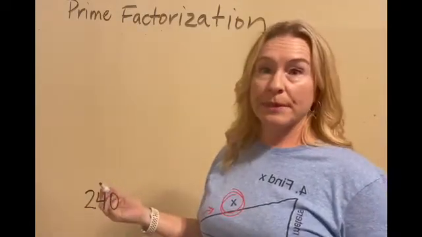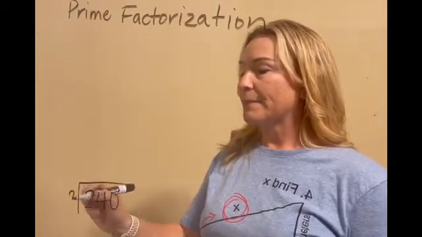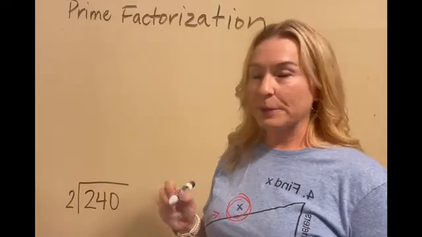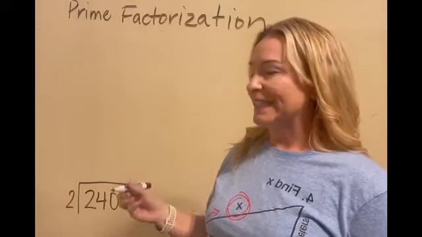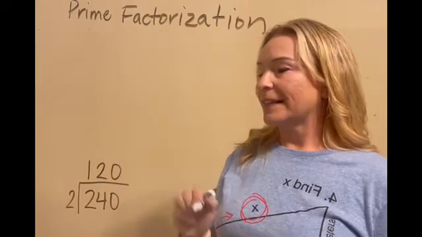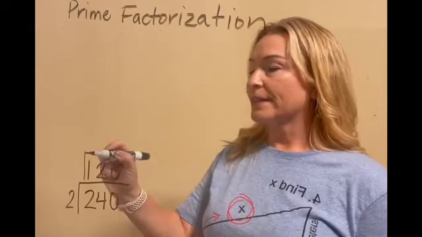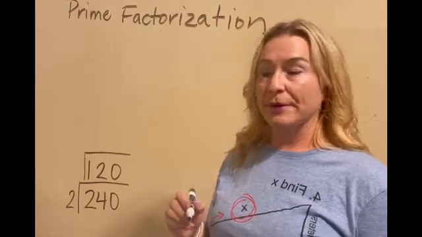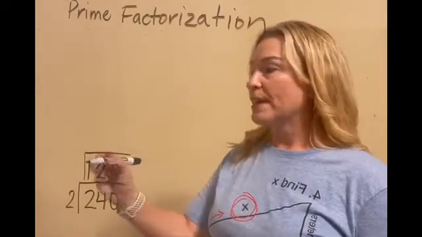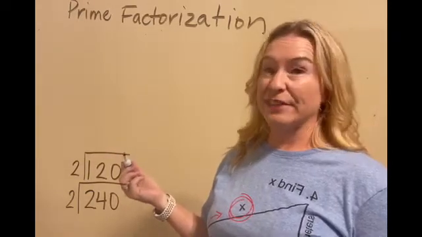When it's prime factorization, that means you need a prime number to get started. The smallest prime number is 2. So I'm going to use a 2 and make it look like division, which is where the repeated division comes in handy. Once I divide this, I have 120. I'm going to keep going. What is another small prime number that goes into 120? That's 2. So I'm going to keep using 2's until it's no longer an even number.